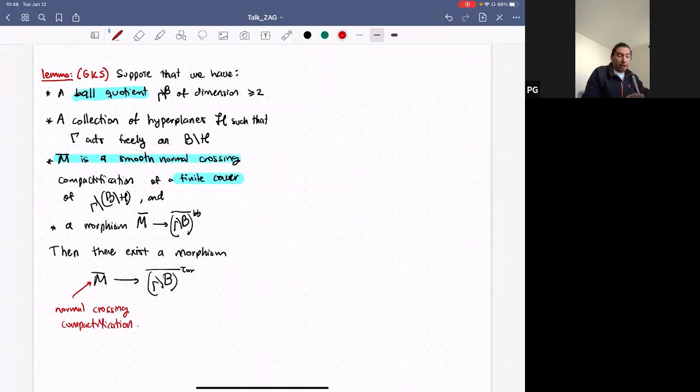So, if you asked me, Patricio, I have another moduli space which is a ball quotient, and I want to prove this kind of result. In my opinion, the hard work is to build this smooth normal crossing compactification, which is usually the geometric side. And you also need to have an understanding of where the group acts, whether it acts freely or not, in your space.